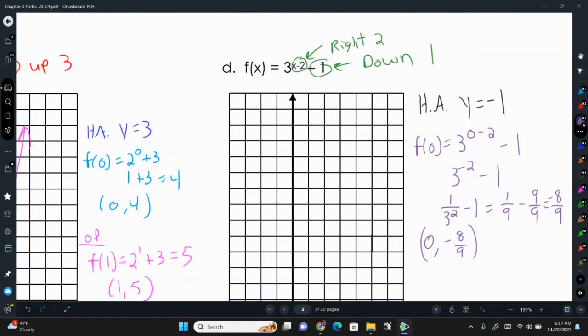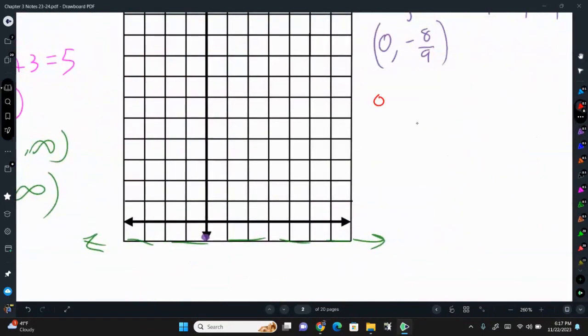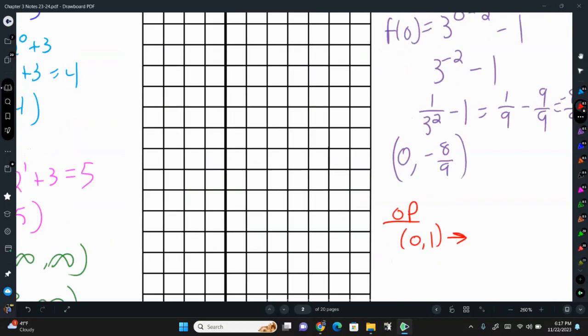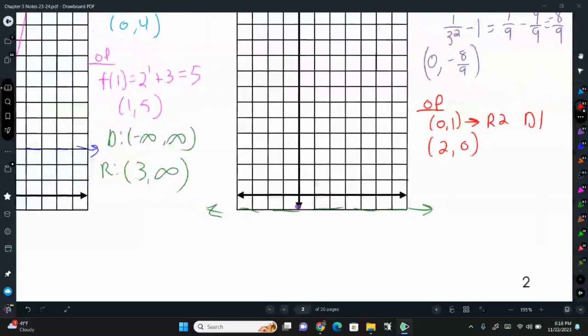Now for this other point, again, we could take 0 comma 1 and translate that. We wrote down right 2 and down 1, right 2, down 1, and that would be 2 comma 0. And we get that, and then our graph would look like that.